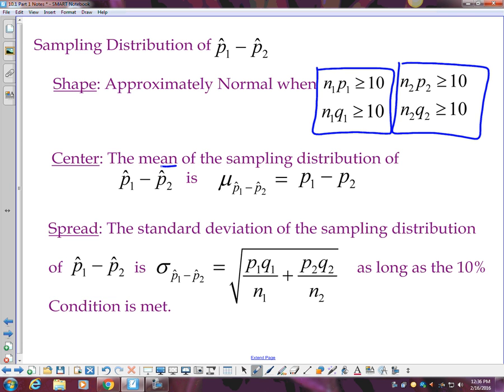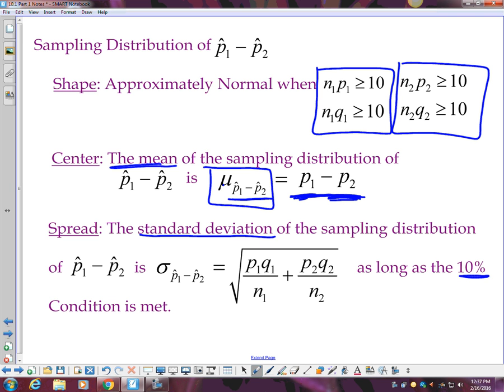The mean of this distribution looks like this: mu sub P hat sub 1 minus P hat sub 2 equals the parameter P sub 1 minus P sub 2. So the mean of the difference of the sample proportions is equal to the difference of the parameter proportions. The spread, so that's talking about the standard deviation.